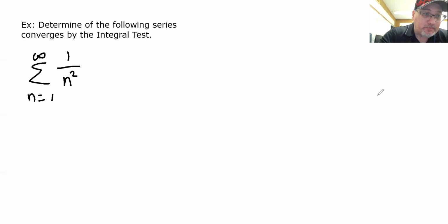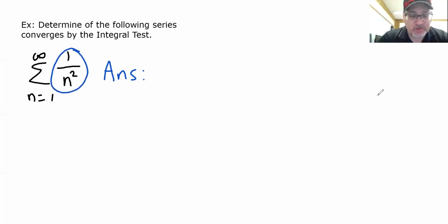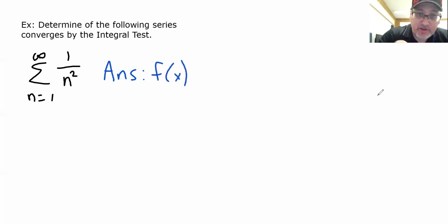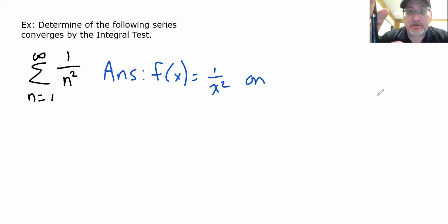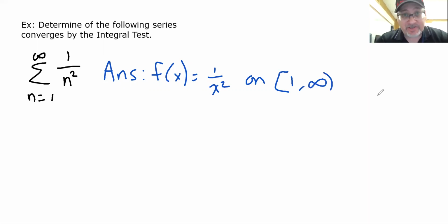For our answer, we first need to identify the function that defines the series. That's easy. Take the argument of the series, the 1 over n squared, replace the n with an x, call it your function. F of x equals 1 over x squared. And we do need to define the interval over which we're going to do all this. Just start at the lower limit and go to infinity. Bracket, because we need all this to happen at the first number as well, at 1.